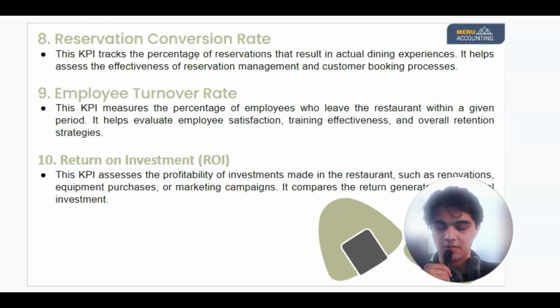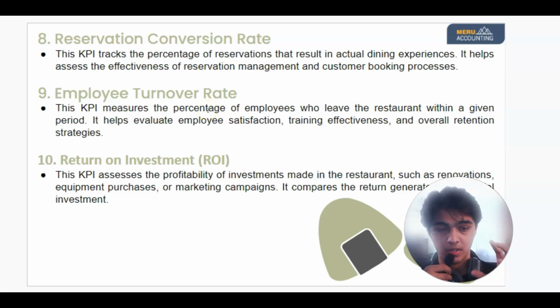Reservation conversion rate. So this indicator tracks the percentage of reservations that result in an actual dining experience. How many people have reserved a table, and how many actually came for the dinner. Employee turnover rate. This indicator measures the percentage of your employees who leave the restaurant within a given period. Okay, how quickly your employees are leaving your restaurant. This indicator will measure all these things.